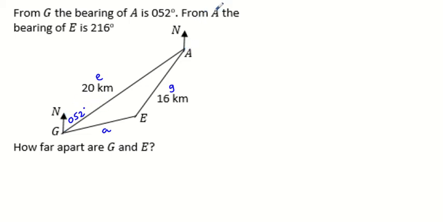And then it says from A, the bearing of E is 216 degrees. So I need to start at A and work my way clockwise from the north line to reach the E line. So I'm going to draw this in. I'm stopping here. This is 216 degrees from the north line round to this line connecting to E.